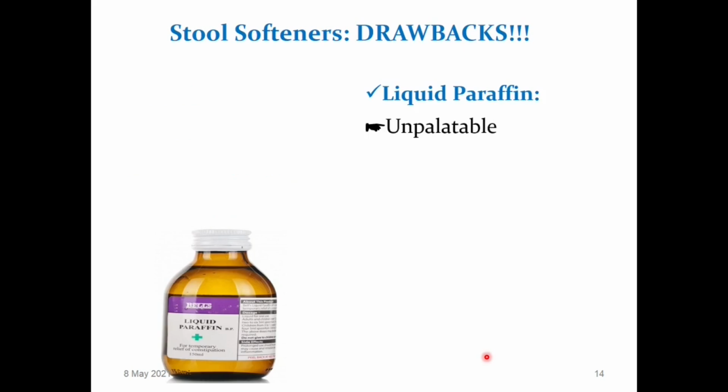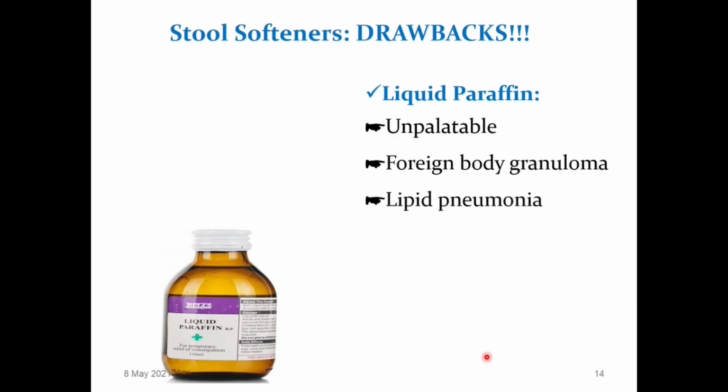Liquid paraffin is unpalatable. It's very unpleasant in taste, and it has to be taken in a very large amount. Sometimes they can cause foreign body granuloma if absorbed. Lipid pneumonia can happen if it gets aspirated, because they cannot be taken with water, though a very small amount is required in a single dose. But number one, it has to be taken very rapidly, and sometimes it gets stuck in the esophagus and pharynx. From there, it can reach our lungs, resulting in lipid pneumonia.